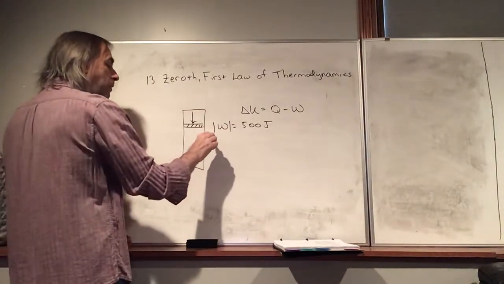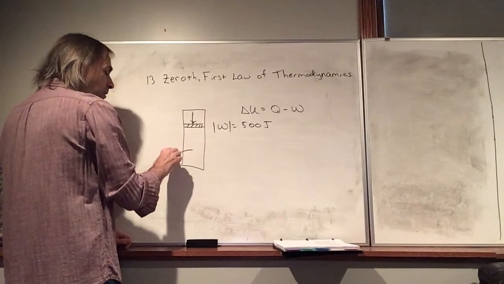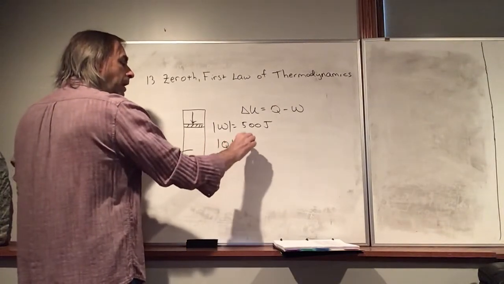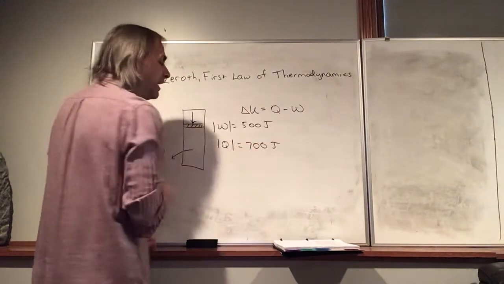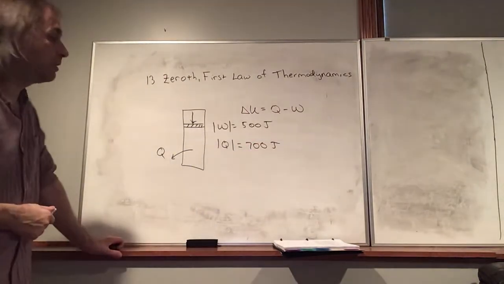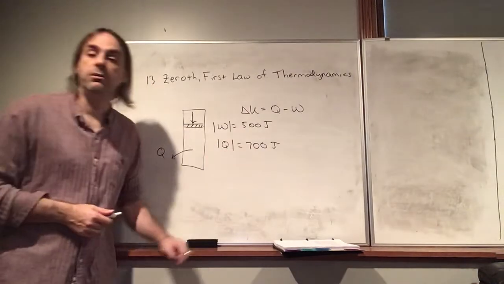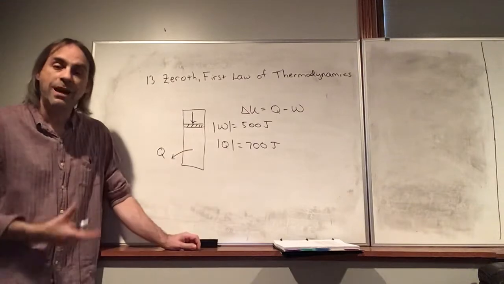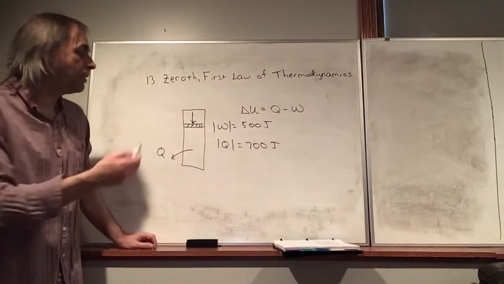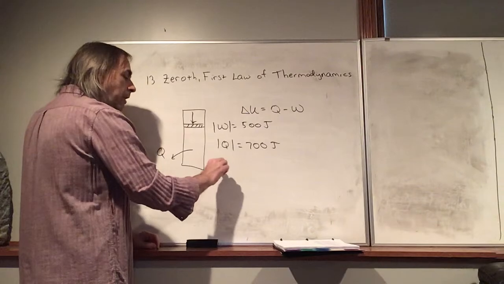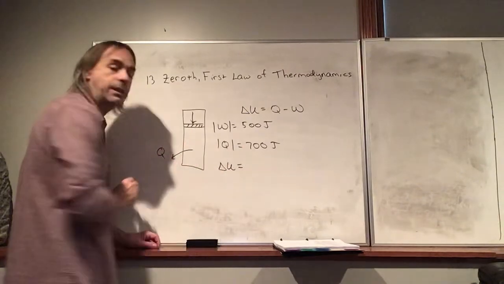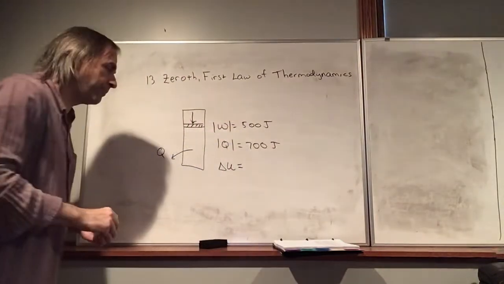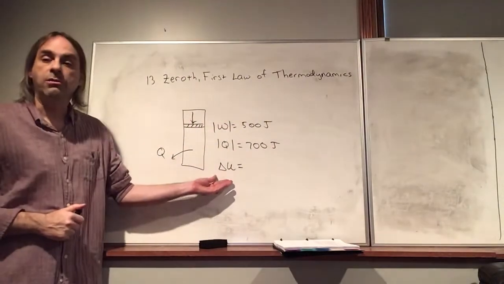Similarly, let's say while that's happening, heat is leaving the gas. And let's say 700 joules of heat leaves the gas. So again, I'm going to write the absolute value of Q is 700. I don't know or even care if the W and Q themselves are positive or negative. I want to know the change in internal energy of this gas. So actually I'm going to erase this equation entirely.